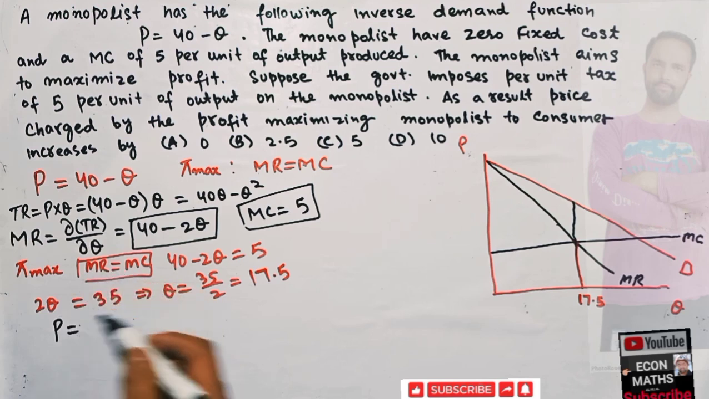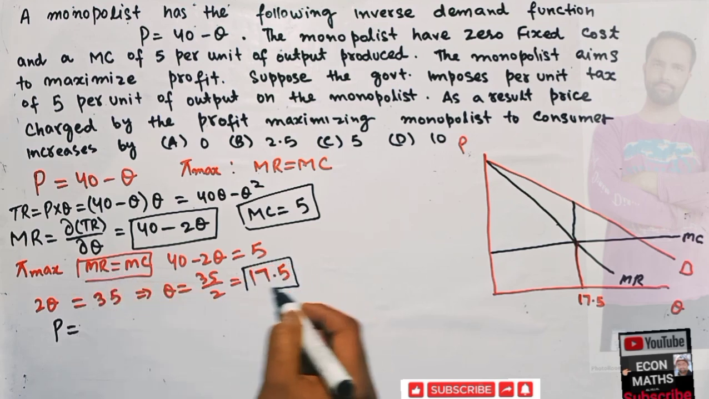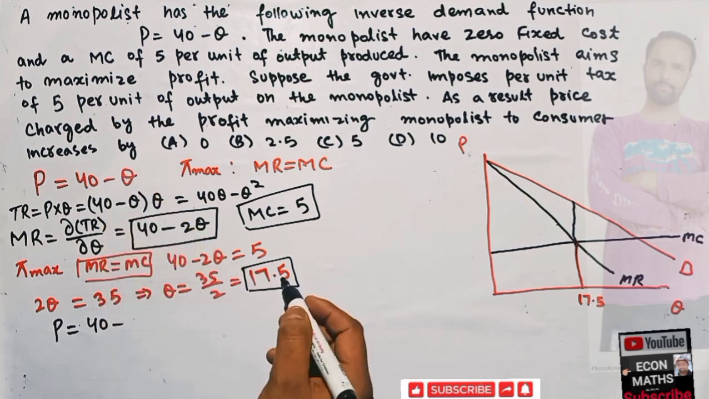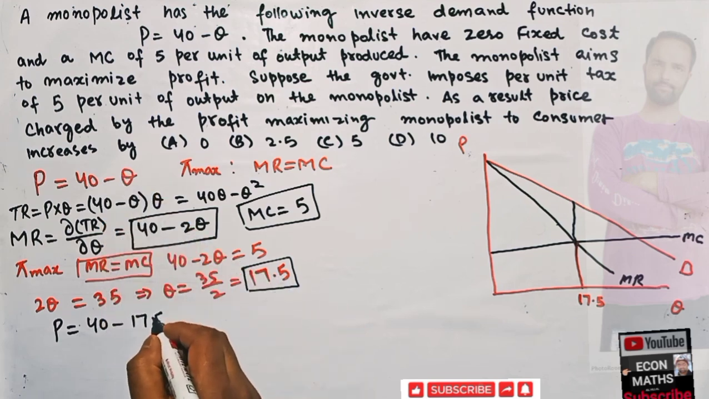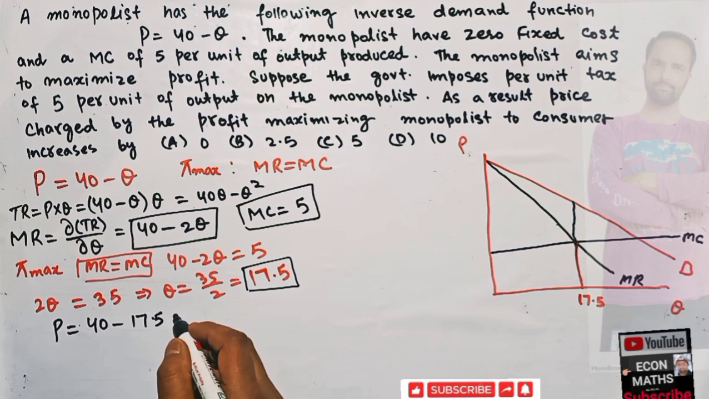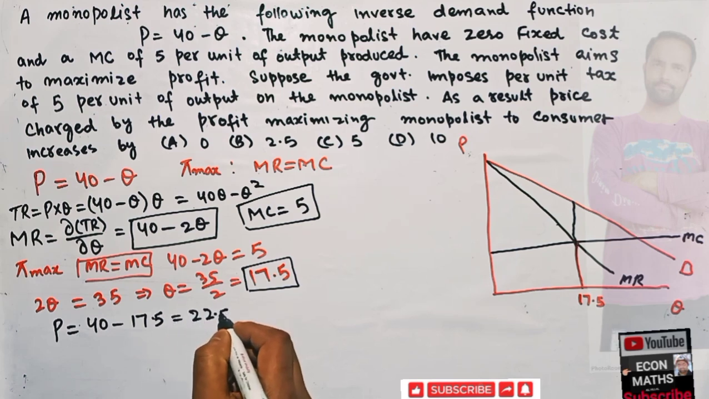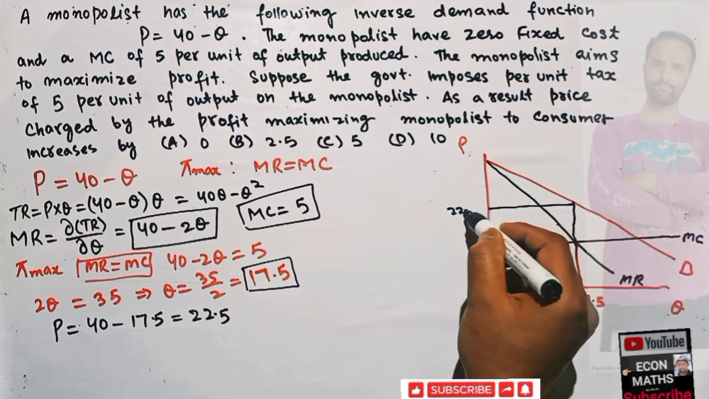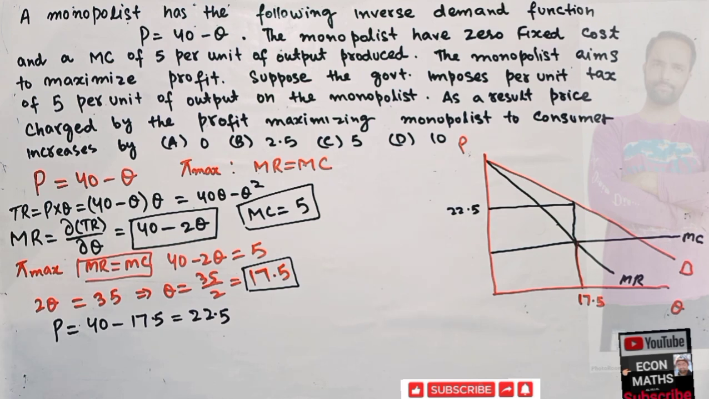Price will be equal to, just plug the value of q in the price function. So we have 40 minus, in place of q we have 17.5, which comes out to be 22.5. Okay, so we have a price of 22.5, okay, when there is no per unit tax imposed.